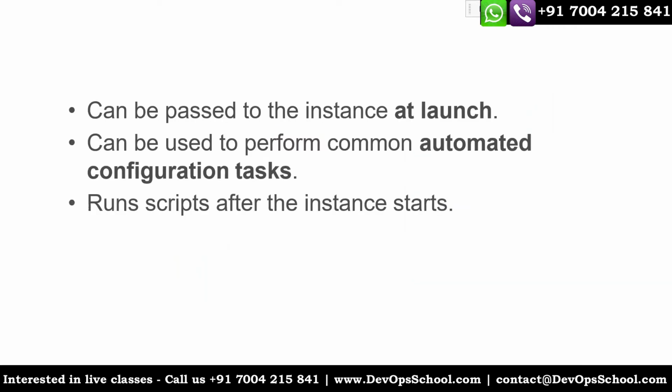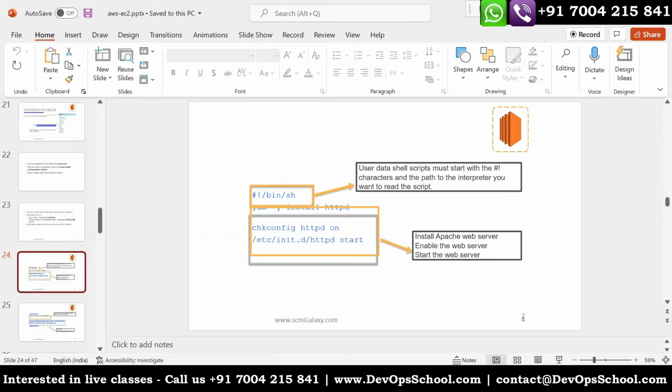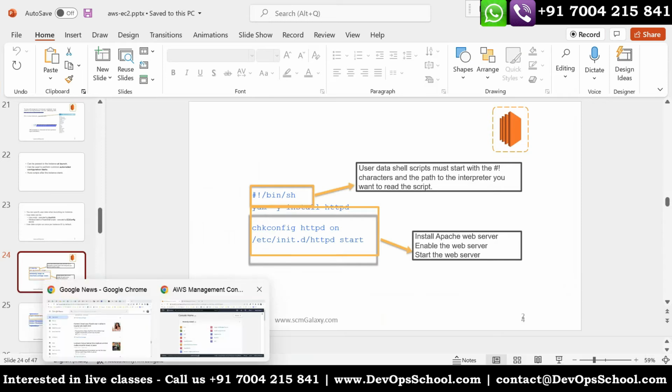Okay, now it can be passed to the instance at launch, can be configured, can be used to perform common automated configuration tasks, and run a script after the instance starts. So what exactly is this? I'm talking about cloud-init here. Let's say you want to start the VMs with a certain script, then you can use the cloud-init configuration. That you have to do in the AMIs only. But one thing you can also do, and that's called user data. This is what I'm talking about.